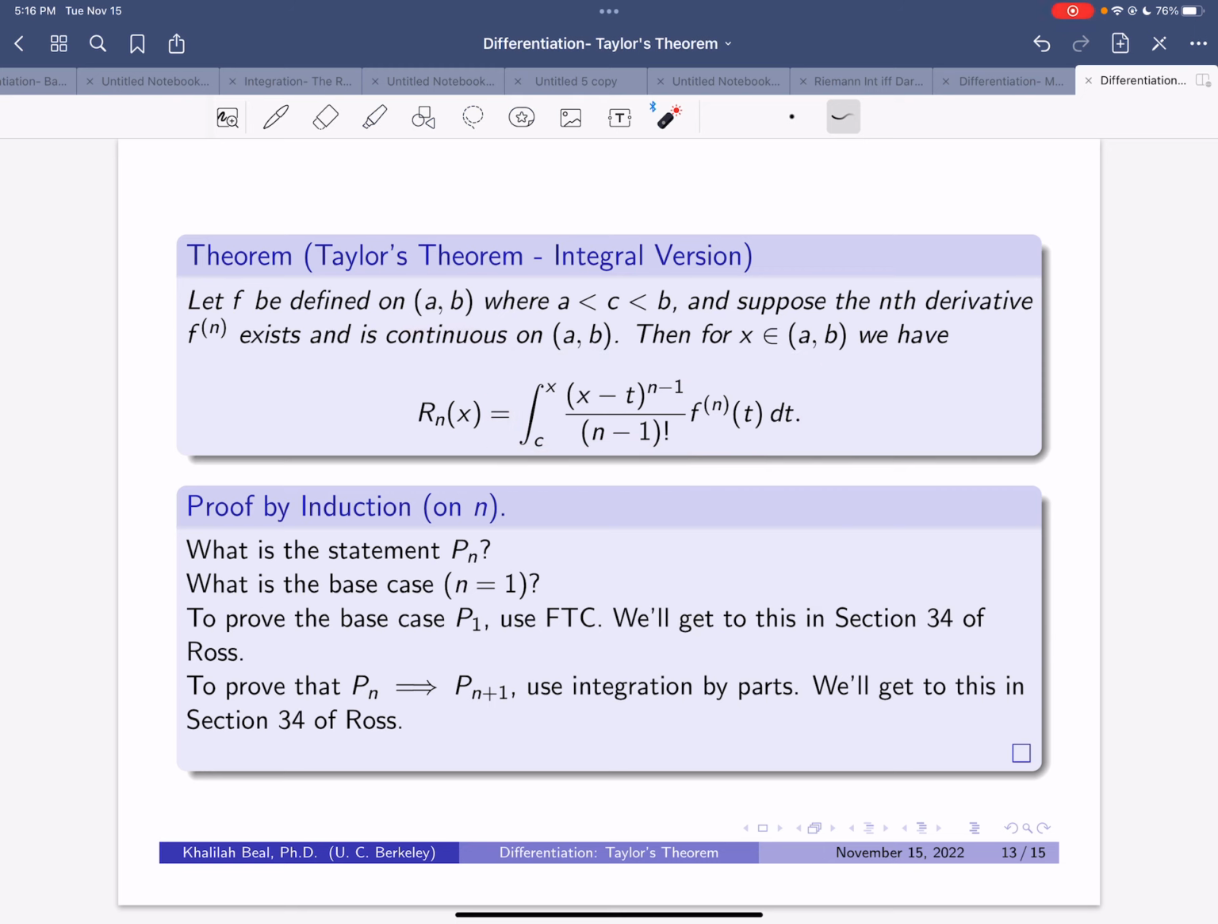So you have the same setup. f is defined on an open interval (a, b). c is some point in the domain. Your nth derivative exists. Now you have to assume that it's also continuous because we want to integrate it, right? One of the key properties of integrable functions is that a continuous function is always integrable. So by assuming that our nth derivative is continuous, it's okay for us to integrate it, because if the nth derivative is continuous, then multiplying it by another continuous function, i.e. this polynomial, will result in a continuous function, and we can integrate continuous functions. So this is a well-defined function of x, okay?